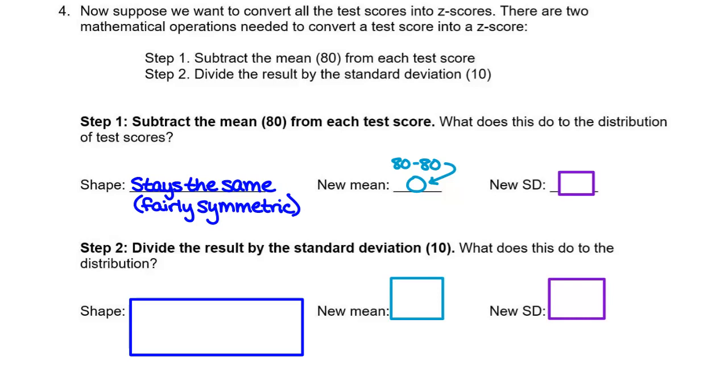What would the new standard deviation be? How did adding 5 points affect my variability? Stayed the same. So what's going to happen when I subtract 80 from everybody's score? What's going to happen to my variability? It's going to stay the same. So what will my standard deviation be? 10. Variability doesn't change when we add or subtract.